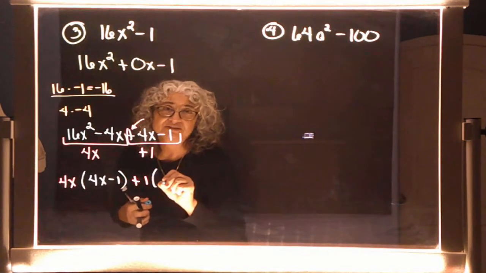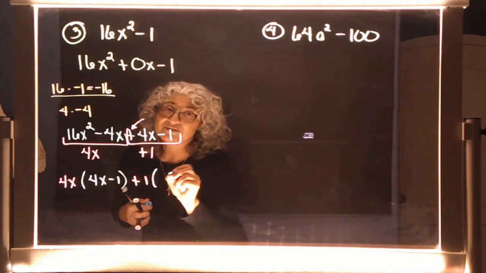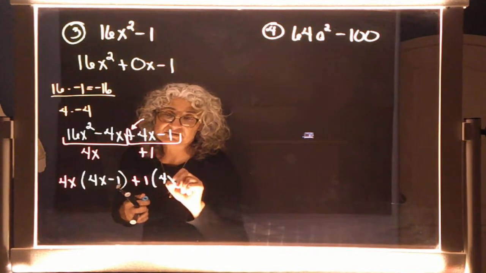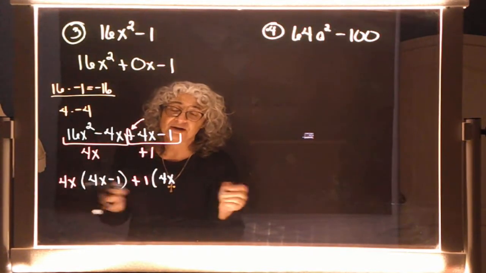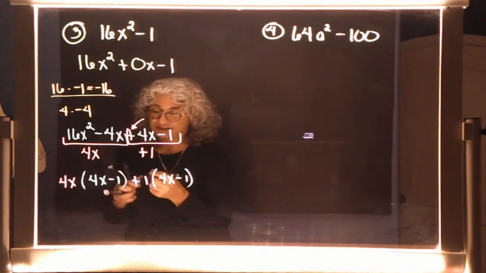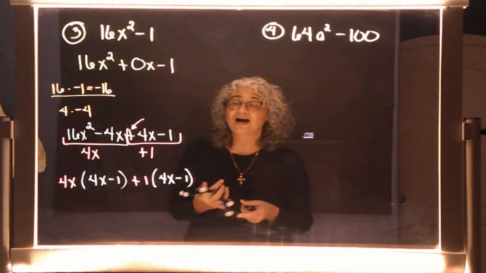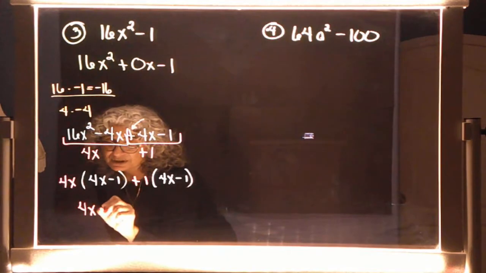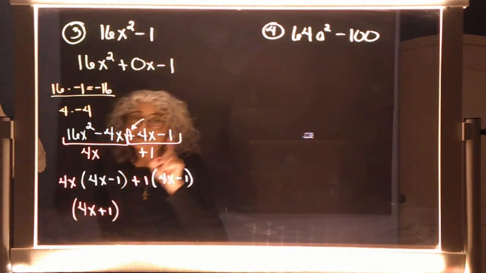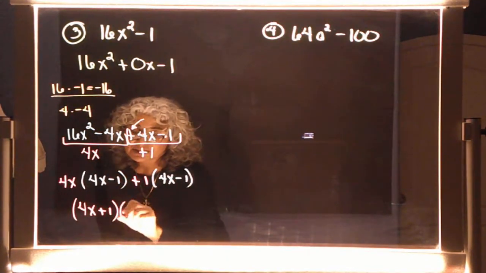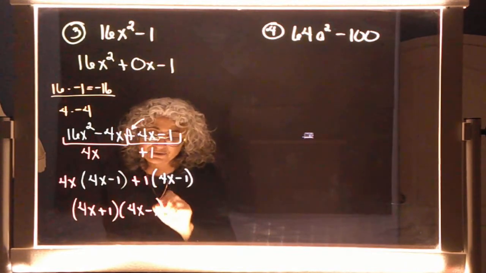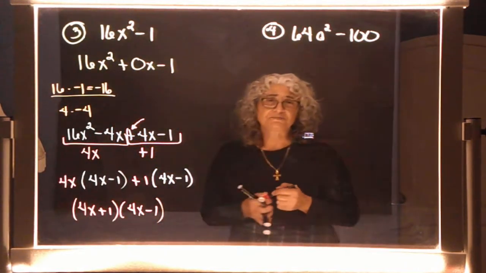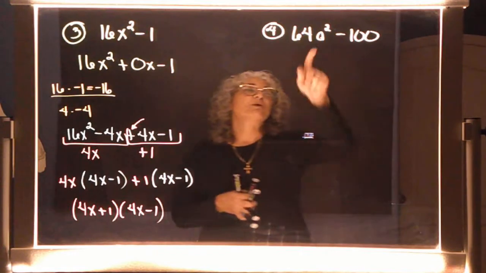And what's left over? Yeah, 4x divided by 1 is 4x. And a negative 1 divided by a positive 1 is still a negative 1. And so now I see that this 4x plus 1 was distributed to the 4x minus 1. Cool? Okay. What about this one?